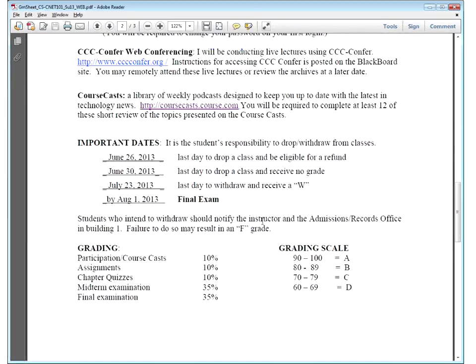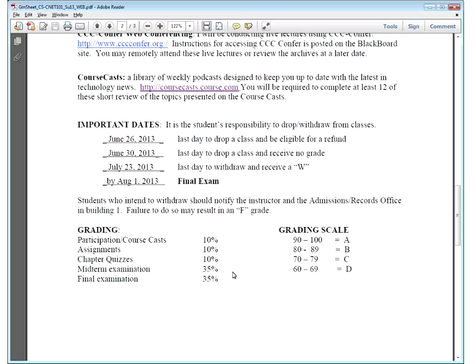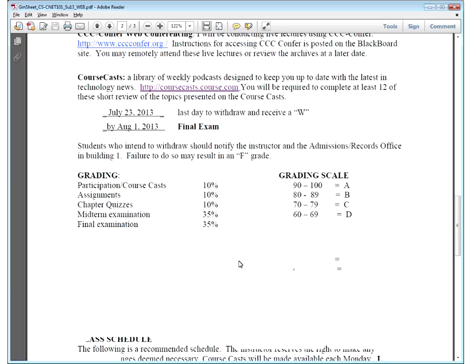Some important dates are listed here. You need to pay attention to those. Here's my course breakdown in terms of your deliverables and the weight of each one. As you can see, the midterm and final exam are really the bulk of your work, with the chapter quizzes, assignments and participation being about 1/3 of the course requirement. So you need to do well on the midterm and final.